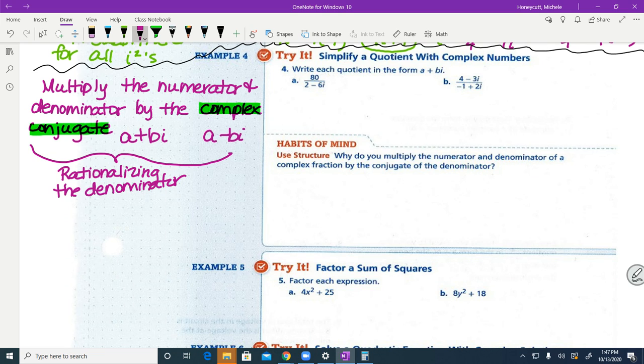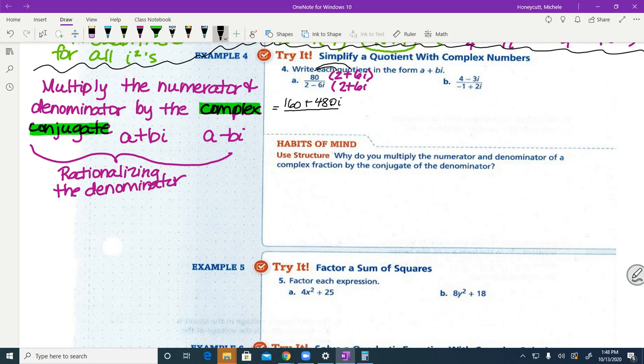So if I look at my denominator on part A, the denominator is 2 minus 6i. So the complex conjugate for 2 minus 6i would be 2 plus 6i. So I'll multiply the numerator and the denominator by 2 plus 6i. So I'll distribute in the numerator, and then I'll distribute in the denominator. 80 times 2 is 160, plus 80 times 6 is 480i.